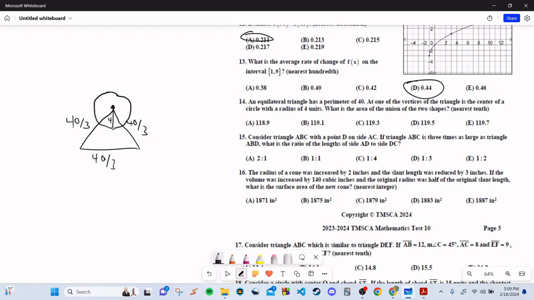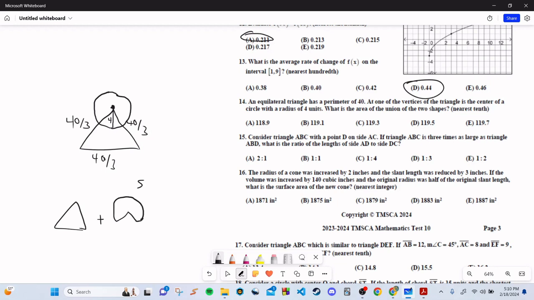What is the area of the union of the two shapes? Okay, so basically what that means when it's asking for a union is it wants to know the area with no extra overlap. So it's like, what's the area of this shape? Okay, so what we can do here is we can get the area of the equilateral triangle, and we can add it to this remaining fraction of the circle.